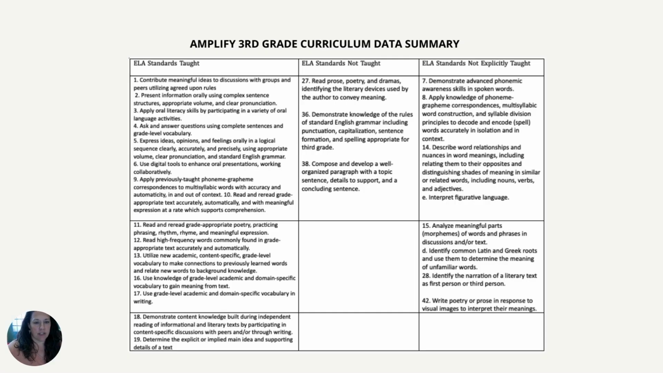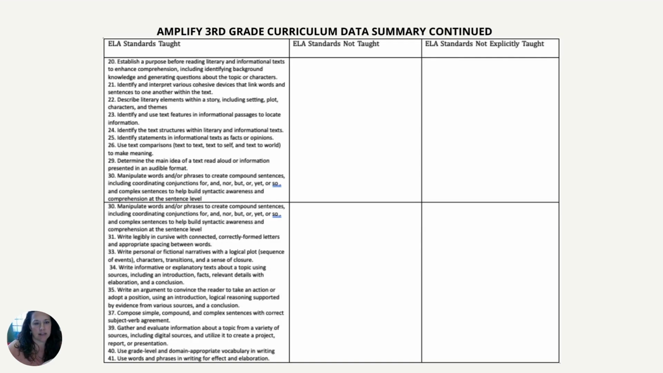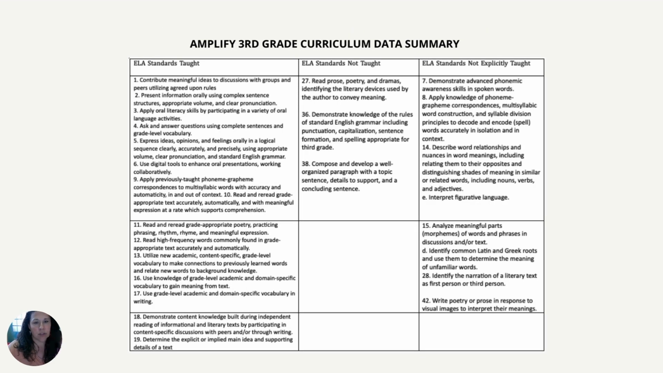Standard graph here. So this is my third grade curriculum data. On this side, it's all the ELA standards that are taught for Amplify. And you can clearly see on this slide and the next slide, it continues to go on. So it does cover a lot of our standards. The only frustrating part is that there's some in the middle that are not taught at all, which is poetry and drama, which is a huge one for third graders, because you're going to get that figurative language piece in there, which they have figurative language in the curriculum, but it's just like a hint of it. So that's also why it's in the not explicitly taught section over here.